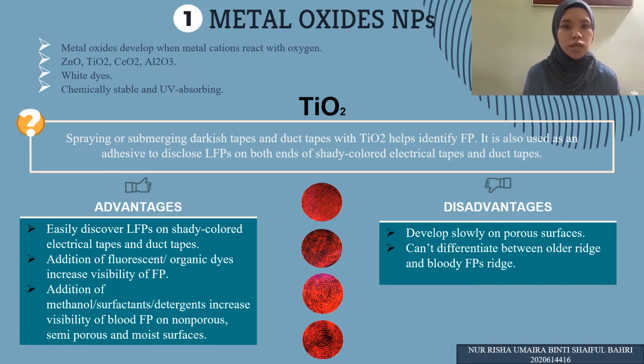Titanium dioxide is used by spraying method and submission in chemical which help increase fingerprint identification. Titanium dioxide can be applied as an adhesive with a brush to disclose latent fingerprint on both ends of shady colored electrical tapes and duct tapes.